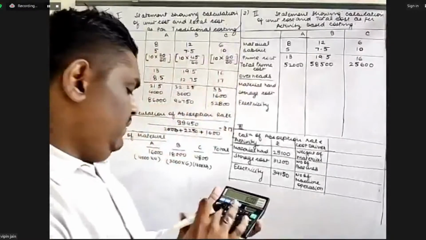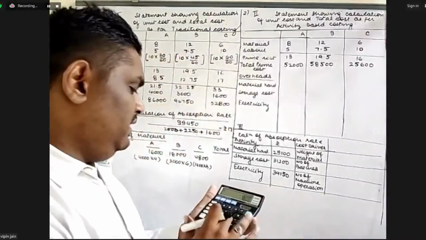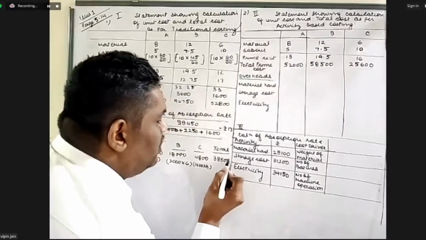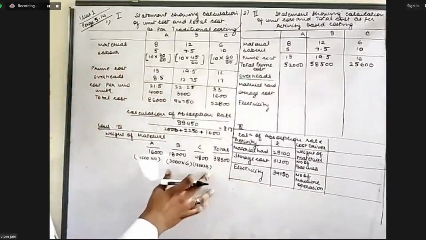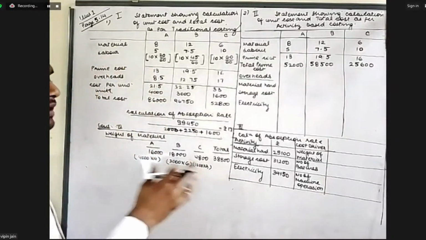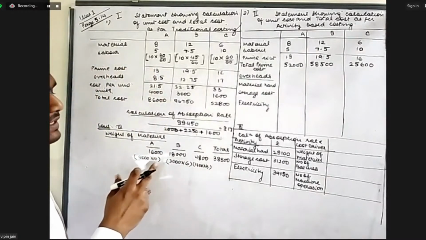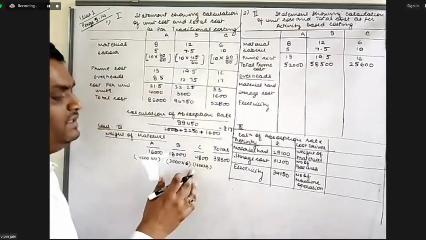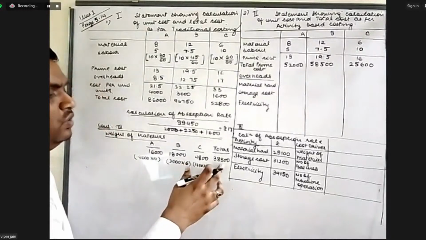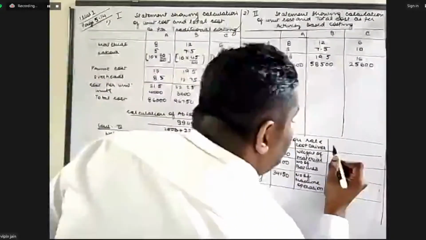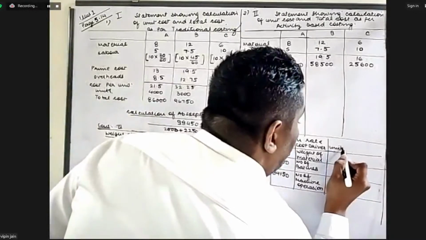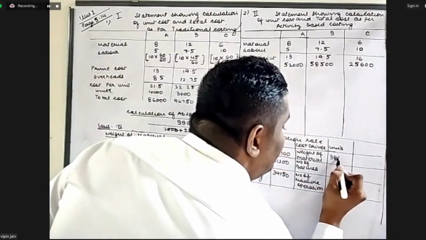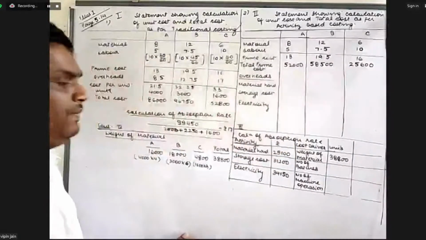So 16,000 plus 18,000 plus 4,800, so this will be 38,800. This is how we calculate the total weight of material: 4,000 units into 4 kgs, 3,000 units into 6 kgs, and 1,600 units into 3 kgs. So we have got the total weight of material, 38,800.